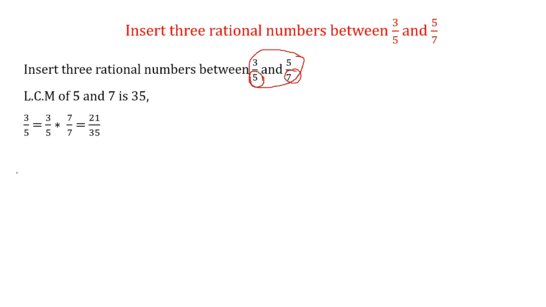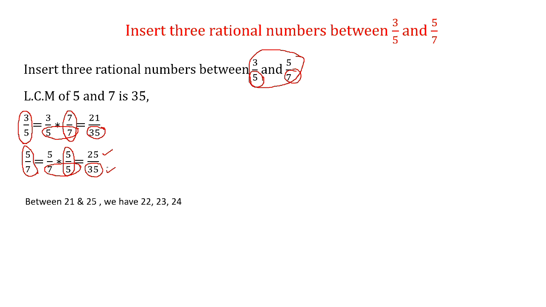So we have 3 by 5, the first rational number. To make it 35, which is the LCM, we will multiply and divide with 7, which gives 21 by 35. In the same way, 5 by 7, we will multiply and divide with 5 to make the denominator 35, which is 25 by 35. As you can see, we have 21 and 25 with equivalent denominators. So between 21 and 25, we have 22, 23 and 24, which we are expecting. That is 3 rational numbers.